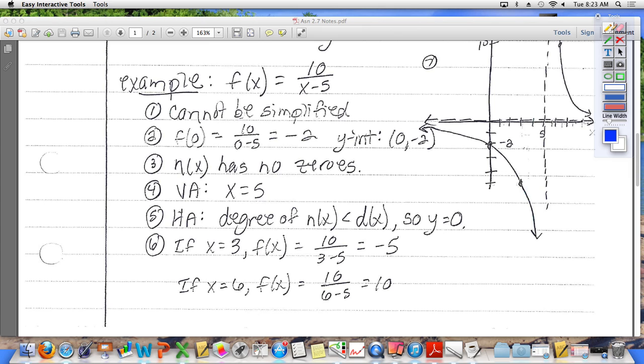The first thing that you need to do is simplify it. Step number 1, simplify it. Can you simplify 10 over x minus 5? Can't simplify that, so I just said, step number 1, can't be simplified.